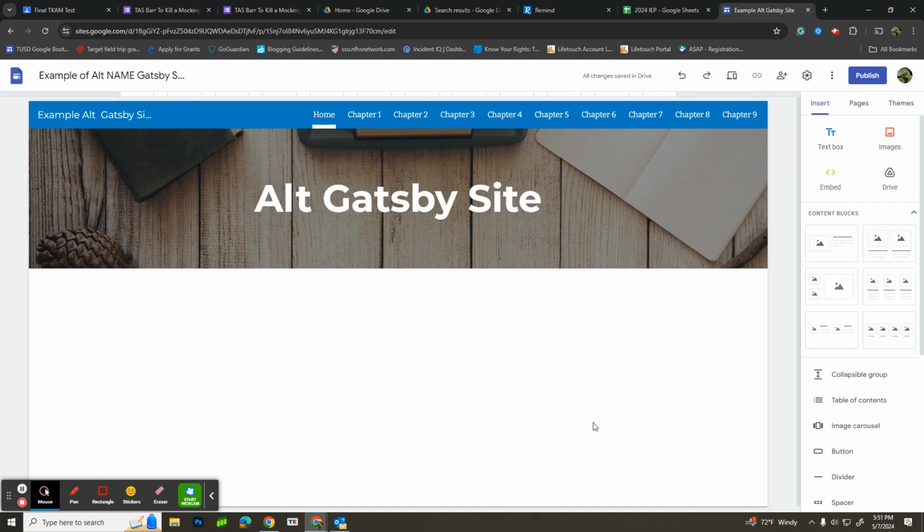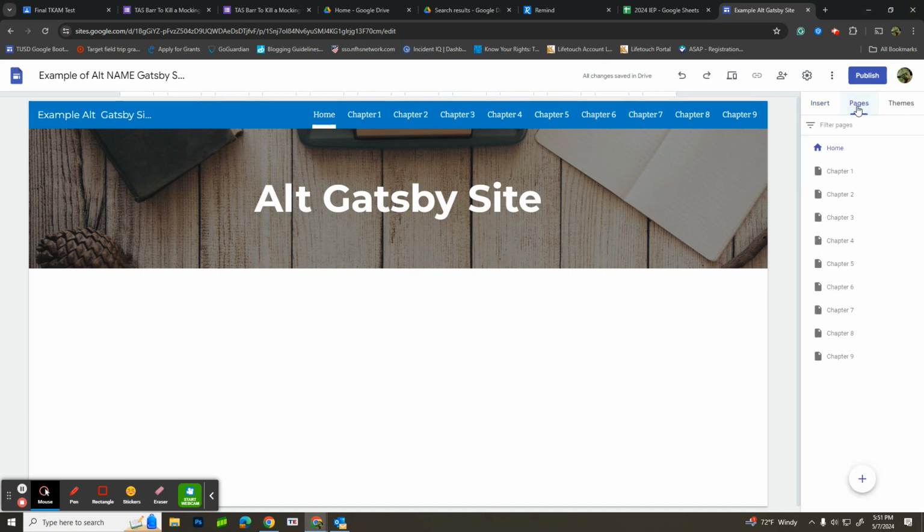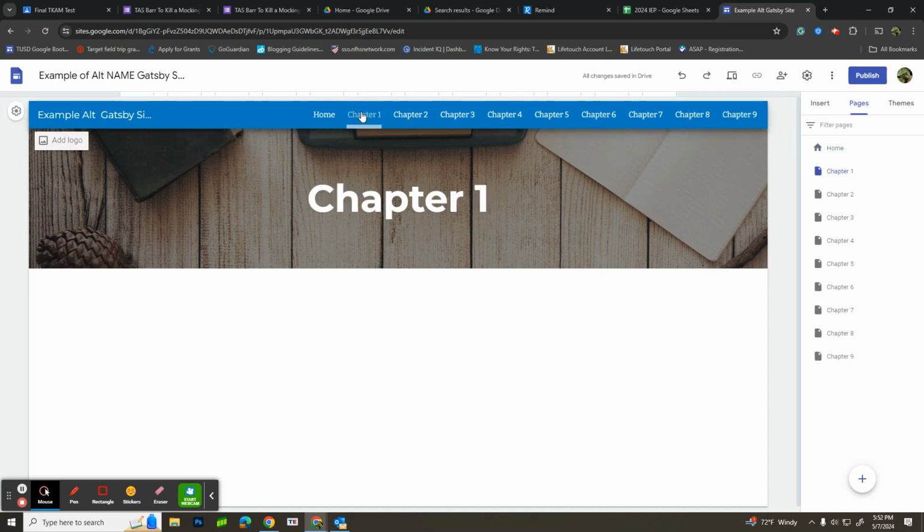So instead of doing the 18 different pages that are normal for everyone else, you're going to go and do 9. That's one entry per chapter. Now, the first thing that we're going to do is we're going to ignore our home. We're going to do that last. We're going to go to chapter 1.